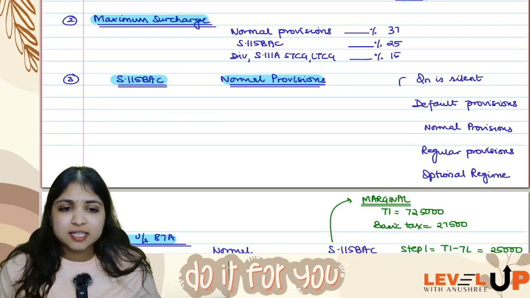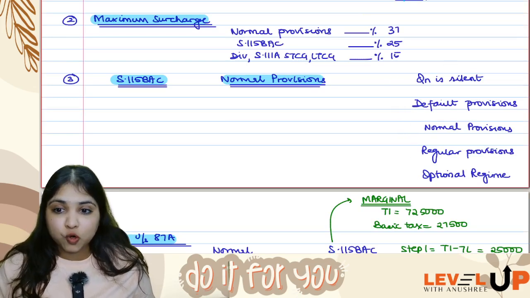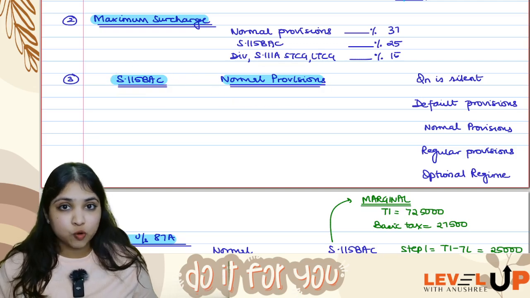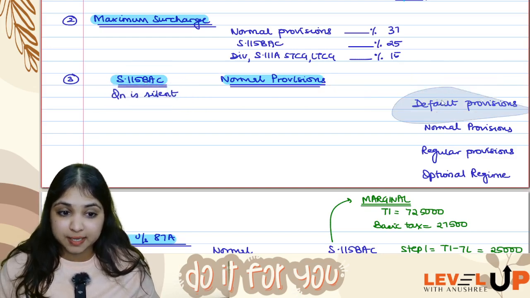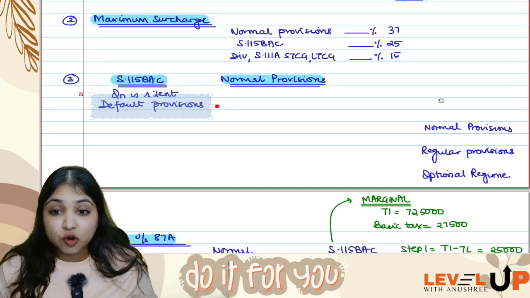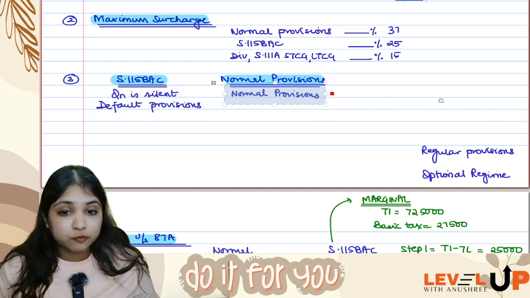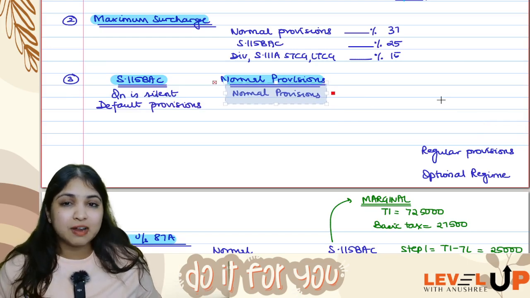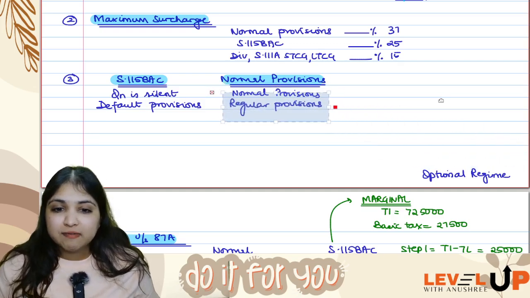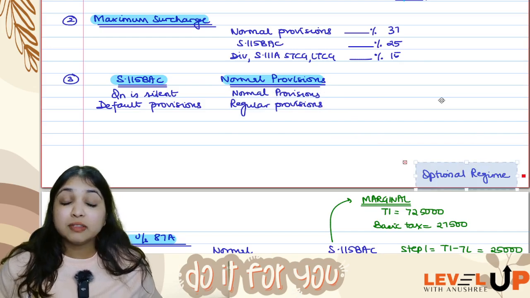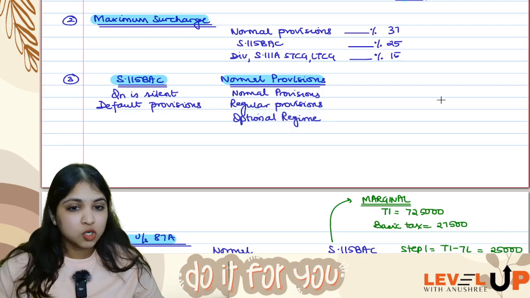Then listen, I have certain situations over here. In each of these situations, we need to see whether we'll have to follow 115BAC or whether we'll have to follow the normal provisions. If the question is silent, we will be following section 115BAC. If the question says apply default provisions, we will be applying 115BAC. If the question says normal provisions, we will not be applying 115BAC, we will be applying the normal provisions. Regular provisions, again we will be applying the normal provisions. If the question says as per optional regime, even there we will be doing as per the normal provisions.